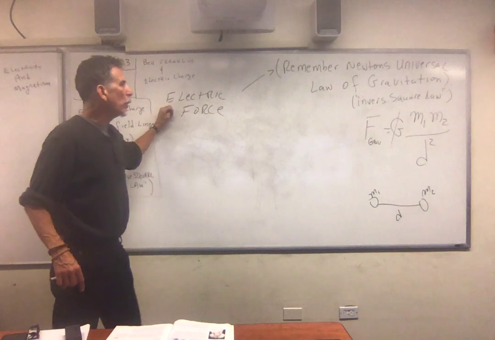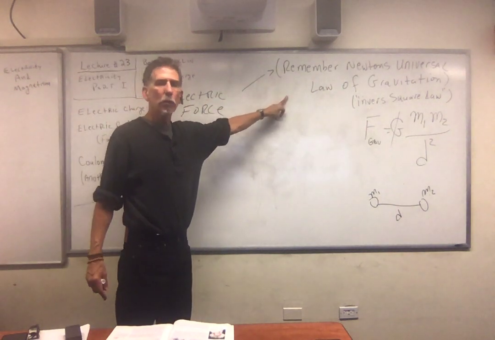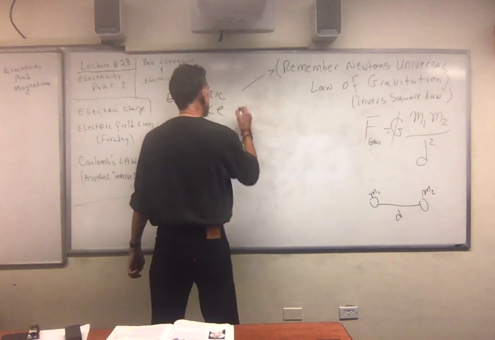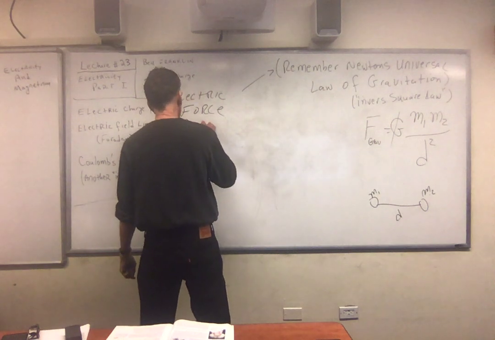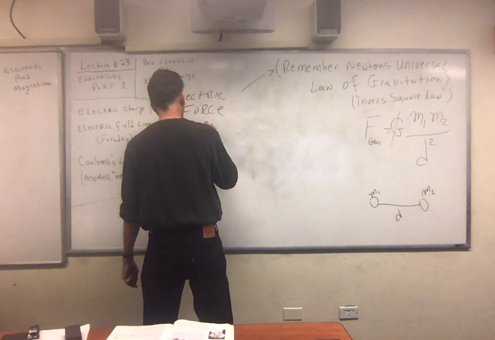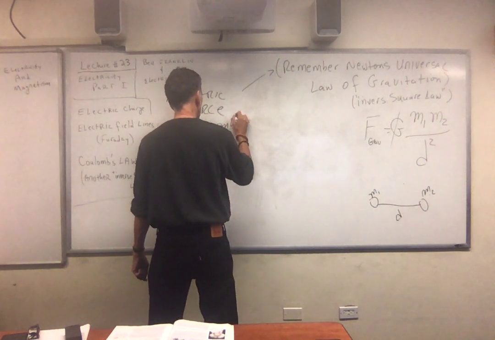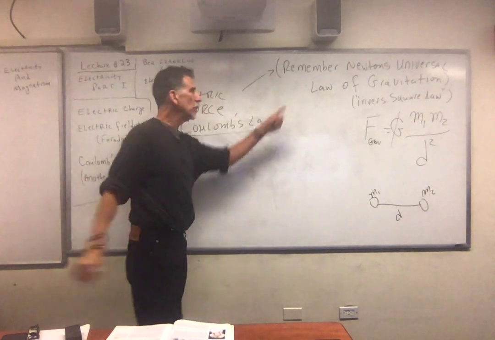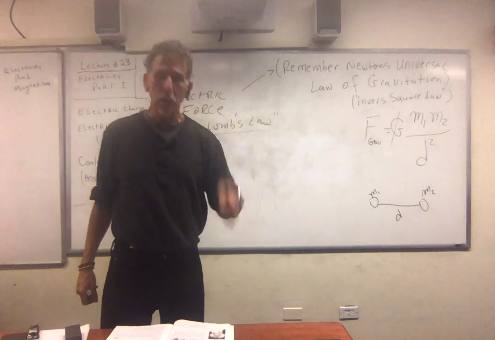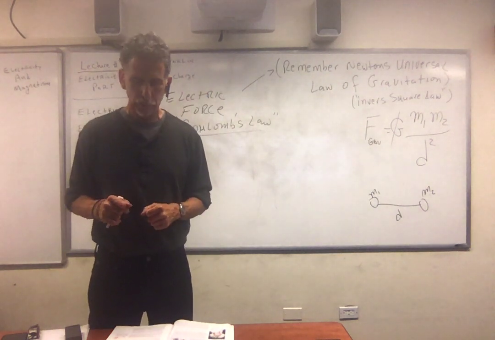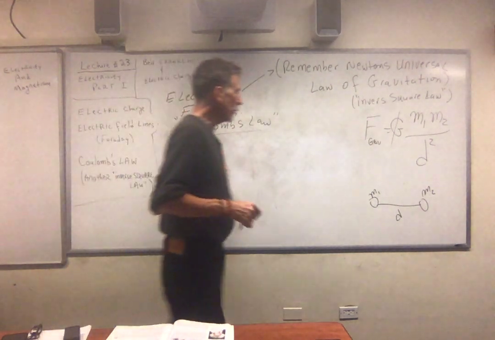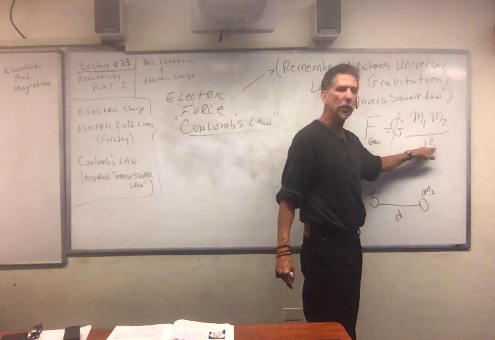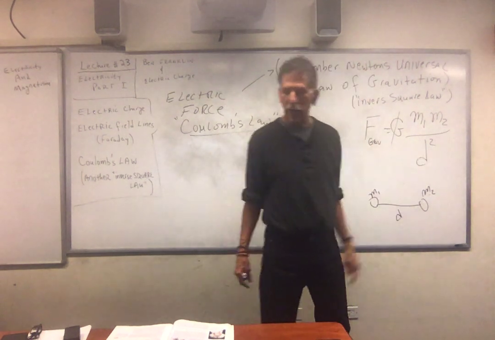The electric force is also an inverse square law. This is known as Coulomb's law. So Coulomb's law and Newton's universal law of gravitation are both inverse square laws, okay? Keep that in mind. Inverse square laws. They vary as the square of the distance in the denominator.